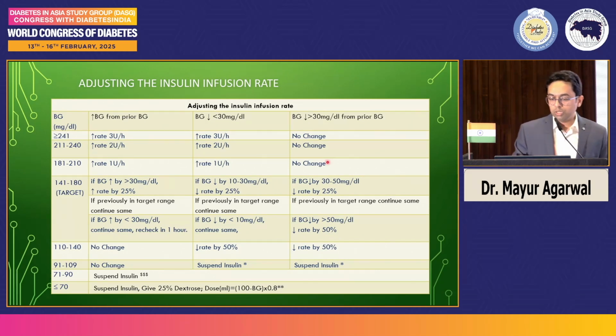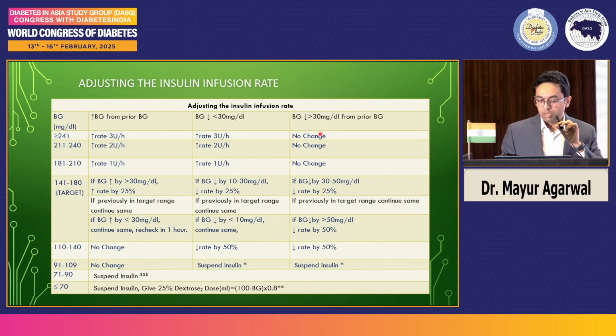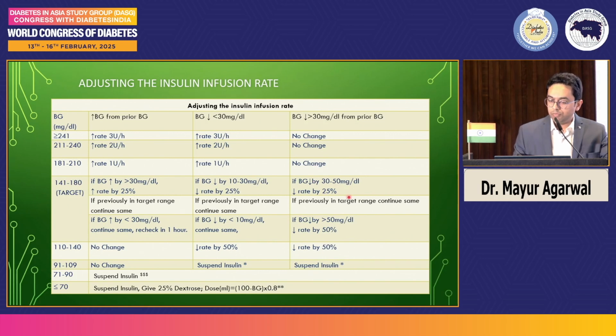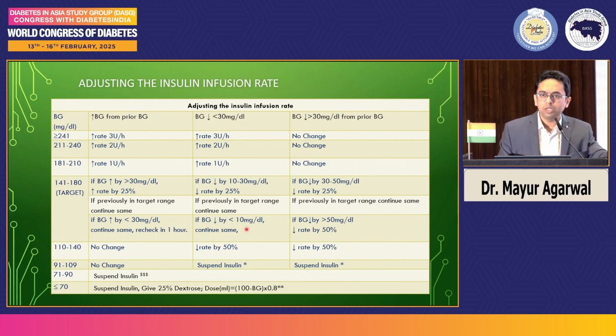So, if it is dropping by 30 to 50, that is okay, that is what we want, and if the targets are higher, you keep on the same dose. And if it is 25 to 50, you reduce by 25. If it is falling by more than 50, you reduce by 50, that is when the sugars are already within target range. Okay. And less than 25, we usually continue the same. That is the general thing that should be done.